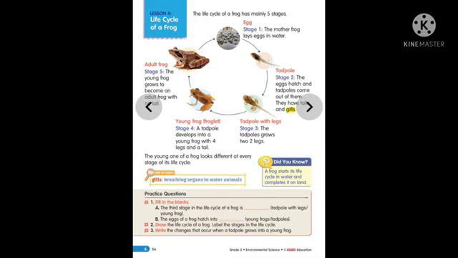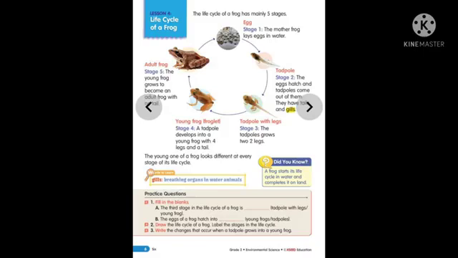You can see the fifth stage, ma'am. This is the adult frog. In this stage, the young frog grows to become an adult frog with no tail. We cannot see the tail. It has four legs and it can live on the land as an adult. Once again, see that the young one of a frog looks different at every stage of its life cycle. In the same way, the butterfly also looks different in the different stages.